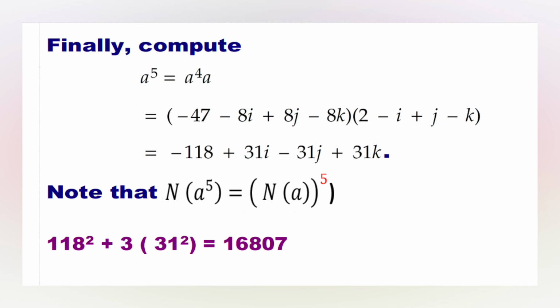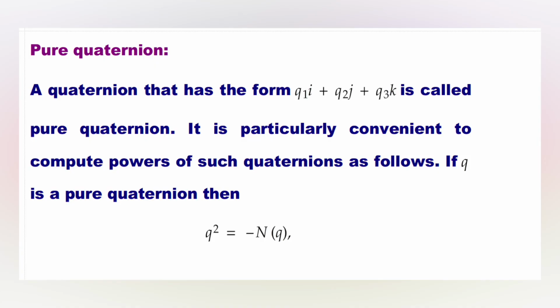Note that N of a power 5 is equal to N of a the whole power 5. 118 square plus 3 into 31 square is equal to 7 power 5, which is equal to 16,807. N of a is equal to 4 plus 1 plus 1 plus 1 is equal to 7. So, N of a the whole power 5 is equal to 7 power 5, which is equal to 16,807.